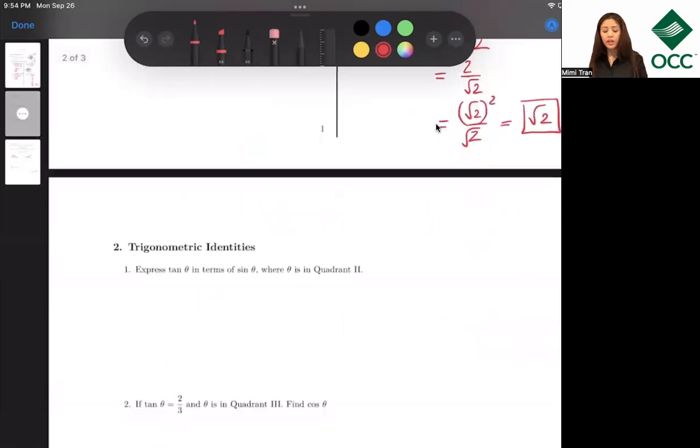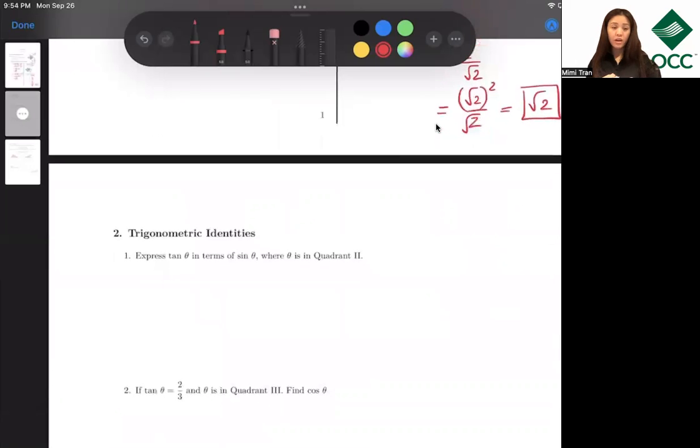Objective 2 is trigonometric identities. Number 1 is express tangent theta in terms of sine theta, where theta is in quadrant 2. Maybe we use this piece later. Not now, but right now I want to write tangent theta in terms of sine theta.